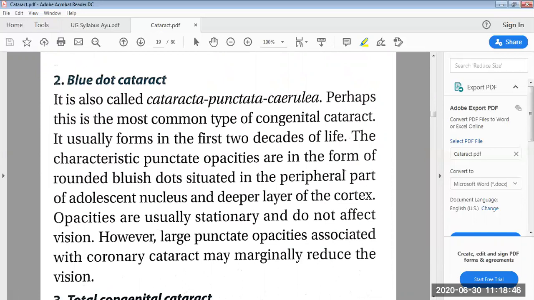The characteristic punctate opacities are in the form of rounded bluish dots situated in the peripheral part of the adolescent nucleus and deeper layer of the cortex. Opacities are usually stationary and do not affect vision. However, the large punctate opacities associated with coronary cataract may marginally reduce the vision.